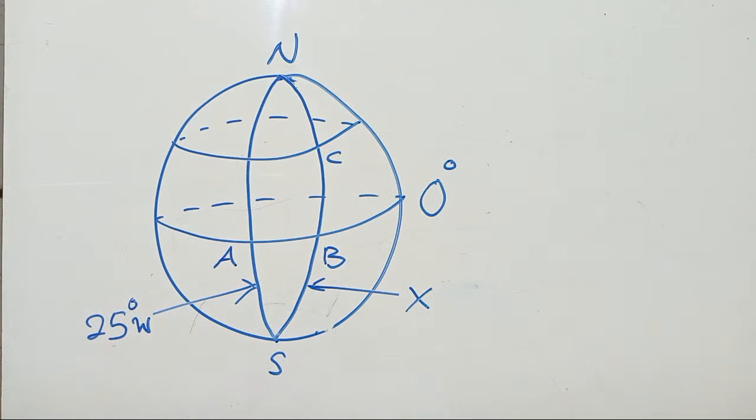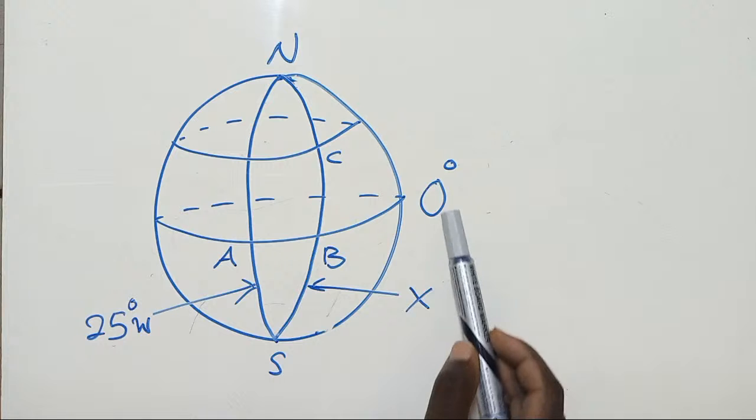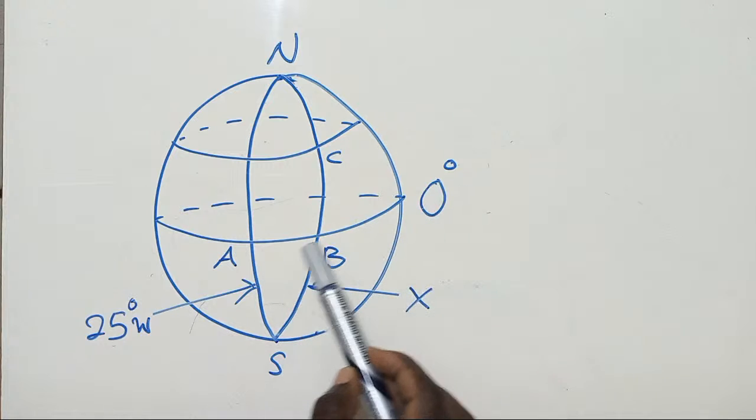So let me start. Okay, so we've got points. This is A, B, and C. We have 25 degrees west, X, south, north, 0 degrees right here.